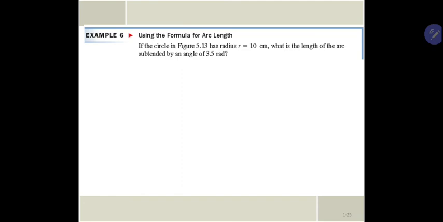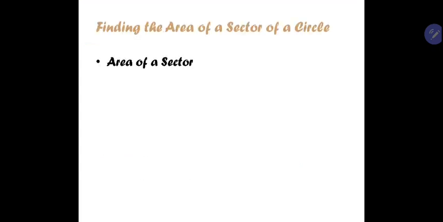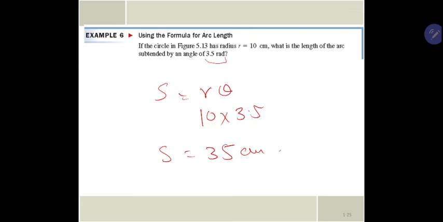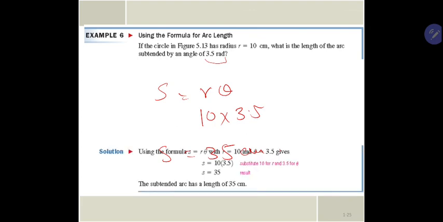If a circle in a figure has a radius 10 centimeter, what is the length of the arc subtended by an angle 3.5 radian? As you can see, the angle is already in radian. So all I need to do is S equals r theta. We know the r is 10 and the theta is 3.5, and so the arc length is going to be 35 centimeter. So that's it. That's what you need to do.